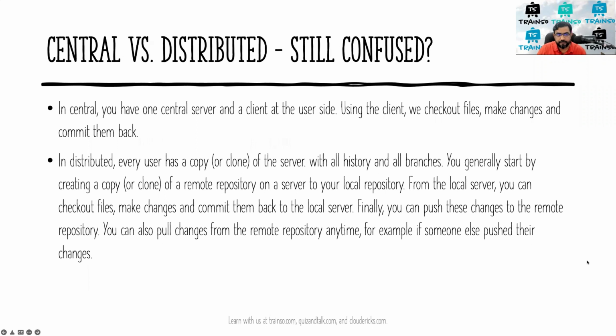So in summary, in Central, you have one central server and a client at the user side. Using the client, we check out files, we make changes, and we commit them back. In distributed, every user has a copy or clone of the server with all history and all branches. What are these branches? You have a central code.